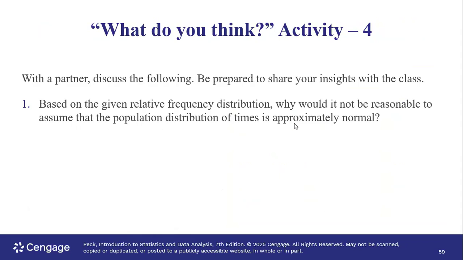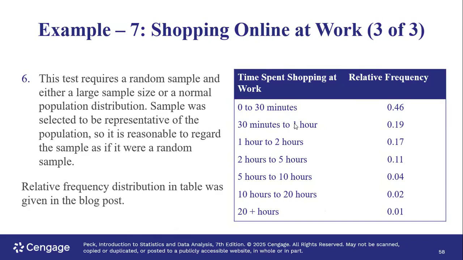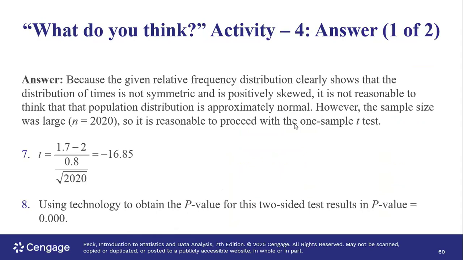With a partner, discuss the following. Be prepared to share your insights in the class. Based on the given relative frequency distribution, why would it not be reasonable to assume that the population distribution is approximately normal? Look at this distribution, it is skewed to the right, because between 0 and 30 minutes it is 0.46. 46% of people spend between 0 and 30 minutes shopping at work. The remaining are small relative frequencies, but there are large values too. So the distribution is skewed to the right, positively skewed.